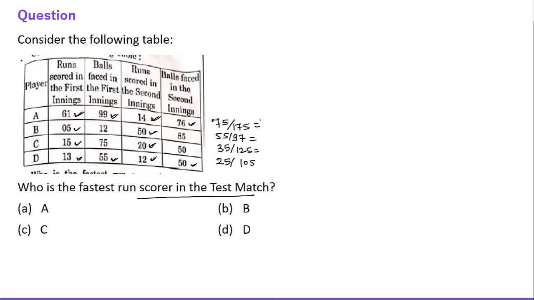So here, this will be less than 0.5. This will be less than 1 by 2. Right? This will be less than 1 by 2. Fine. This will be greater than 1 by 2. This will be less than 1 by 2. This will also be less than 1 by 2. So this is the greatest fraction, right everyone? So B is the fastest run scorer. Okay? All right. Now let's move to the other question.